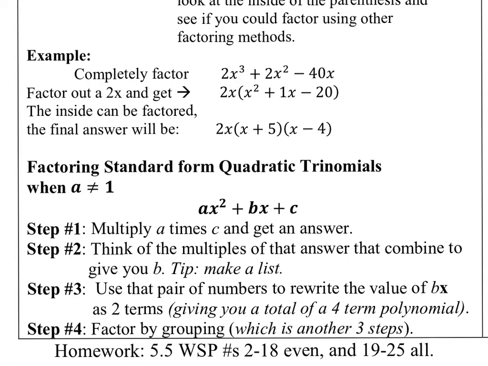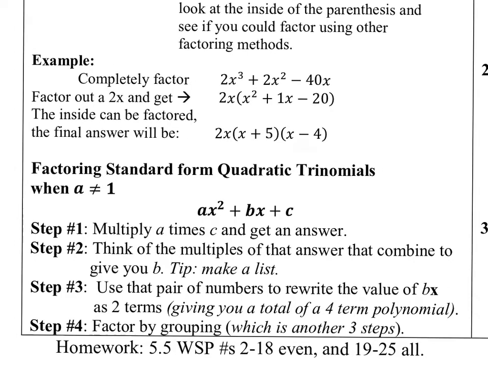Step 1 was to multiply a times c and get an answer. Step 2, think of the multiples of that answer that combine together to give you the b value. And tip, make a list. Step 3, use that pair of numbers to rewrite the bx term, changing it from a trinomial to a polynomial. That way you could factor by grouping, okay?